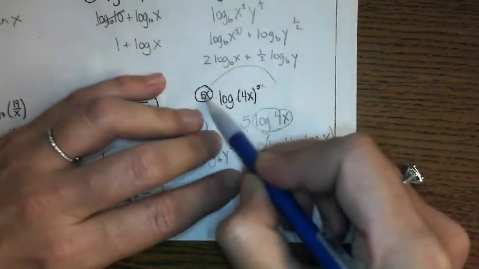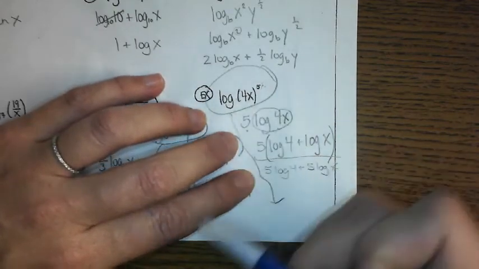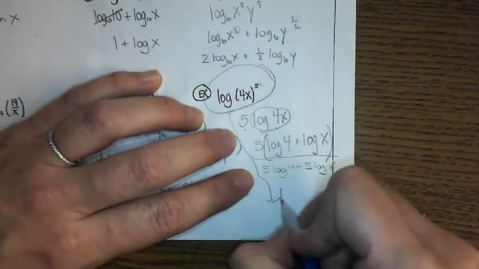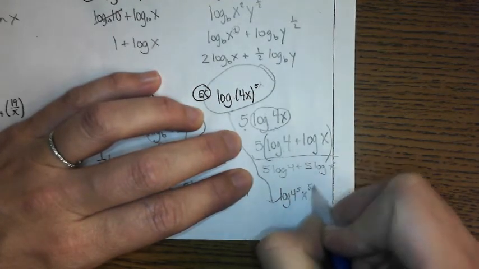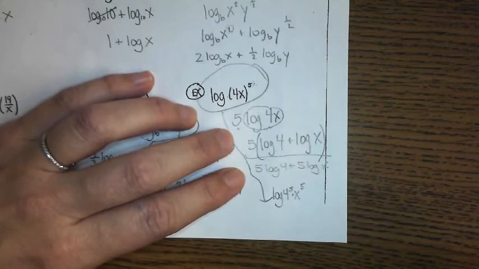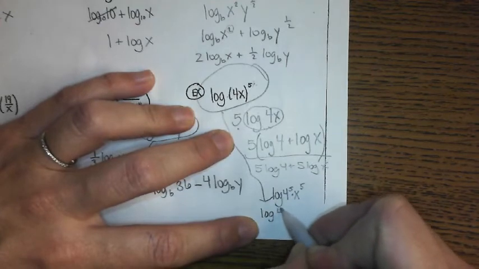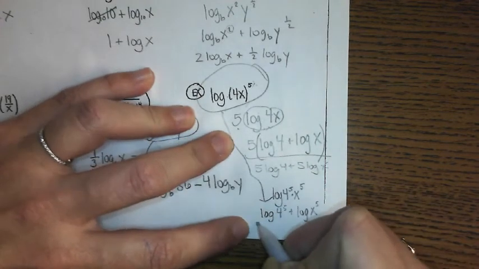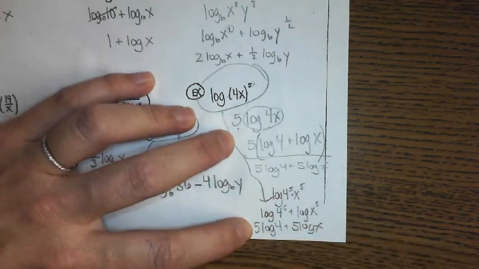Just for the record, just to show you, if you didn't apply a log property at all first, and you just raised the 4 to the 5th, and the x to the 5th, everyone see that? You could then turn it into addition first, log of 4 to the 5th plus log of x to the 5th, and then your 5s would come out in front, 5 log 4 plus 5 log x. Same thing.